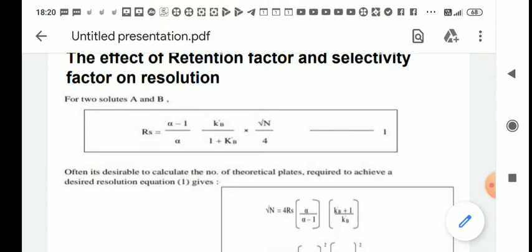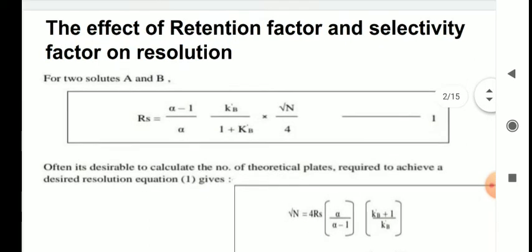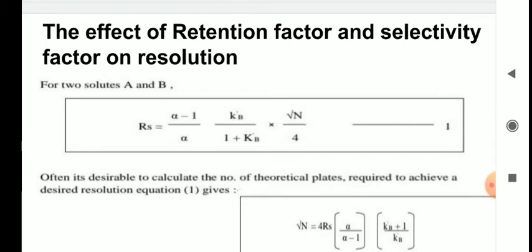In this, the effect of retention factor and selectivity factor on resolution we are going to consider. Now, if you are having two solutes A and B, then the resolution of these two can be found out by the equation Rs is equal to alpha minus 1 upon alpha into k dash B upon 1 plus k dash B into square root of N by 4. Alpha is the selectivity factor and k dash B is the retention factor for solute B. N is the plate number.